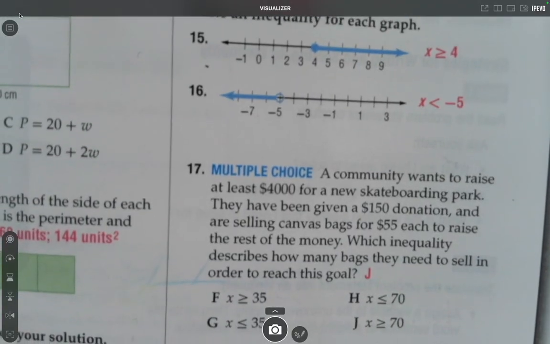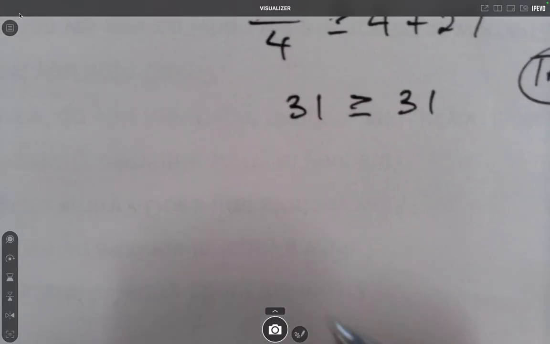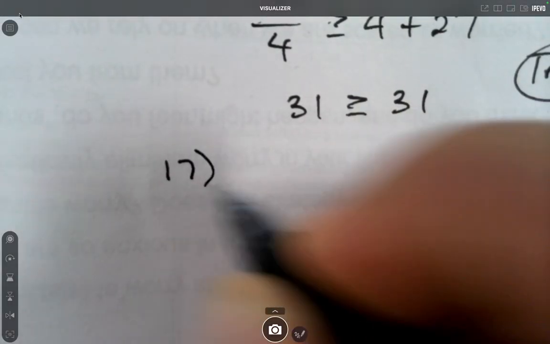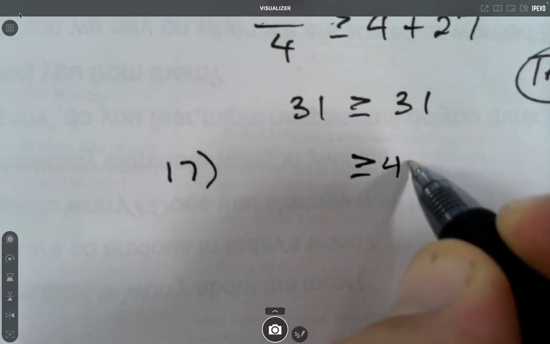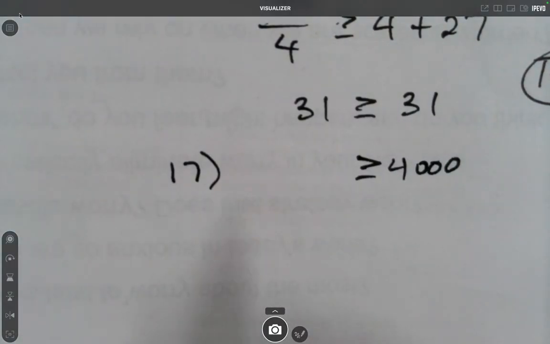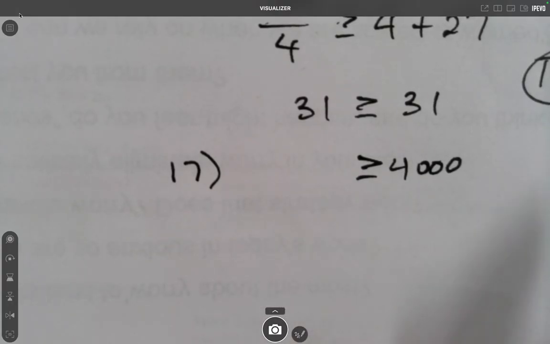And let's go ahead and talk about 17 on here while we're here. So a community wants to raise at least $4,000. So let's talk about that. At least $4,000. So they want the amount of money they raise to be greater than or equal to $4,000. At least means 4,000 is good, but more is also good.